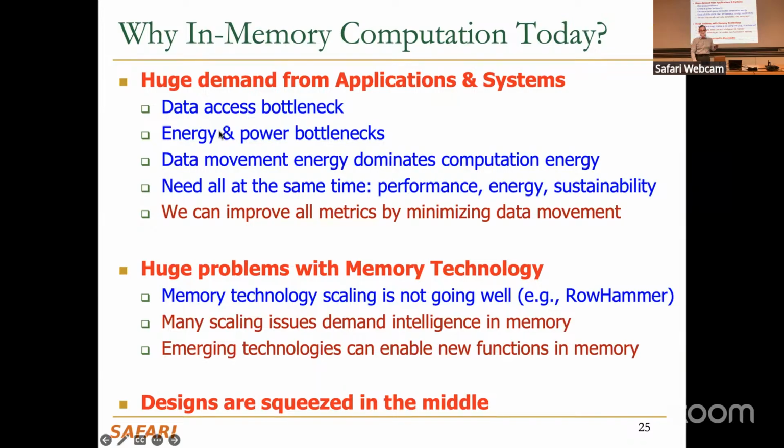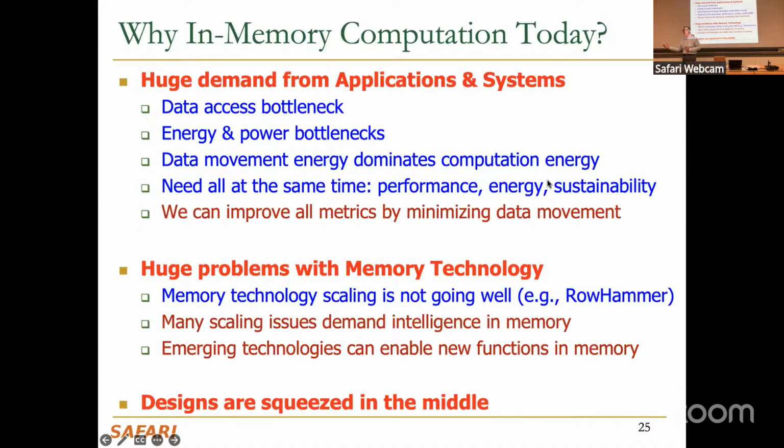We have a huge data access problem, energy and power bottlenecks, data movement energy dominates computation energy. I've been showing you all of these. But also, I think we're at a point where we cannot afford to waste more energy because it's basically a waste, essentially. There used to be a time in computing where you want to improve performance. Okay, you can waste a little bit of energy, 3%.